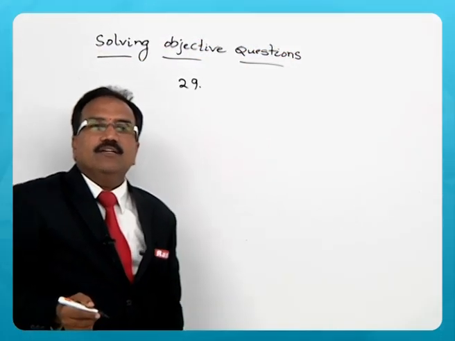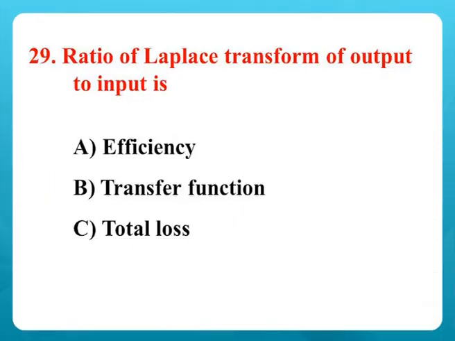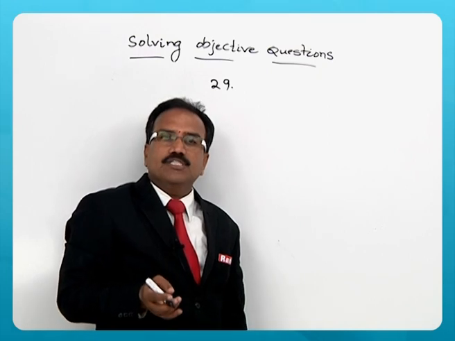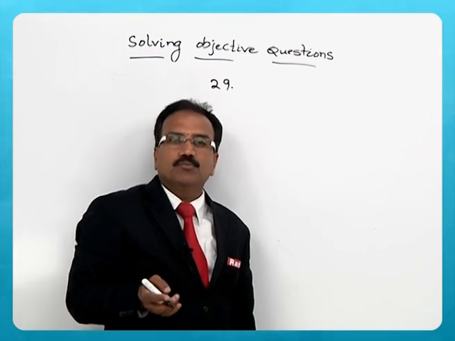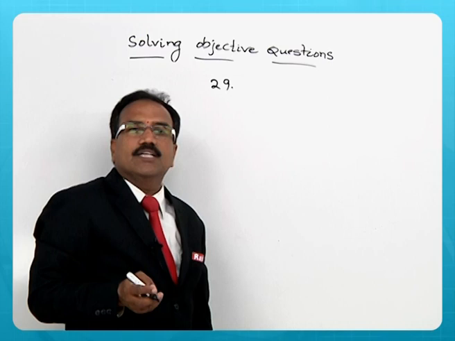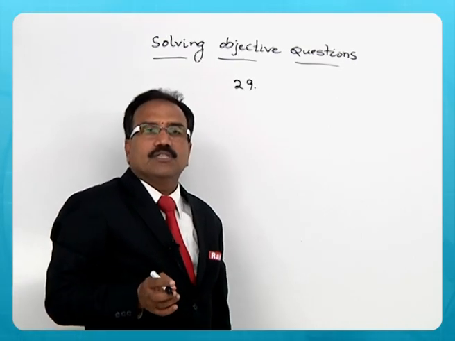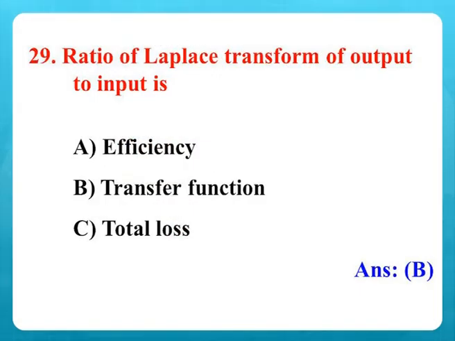Question number 29, a simple definition, that ratio of Laplace transform of output to the input. Generally we know that efficiency is also termed as ratio of output to the input. So it is not like that because here Laplace transform is taken. So transfer function is the right answer, and option B is the correct answer for this.